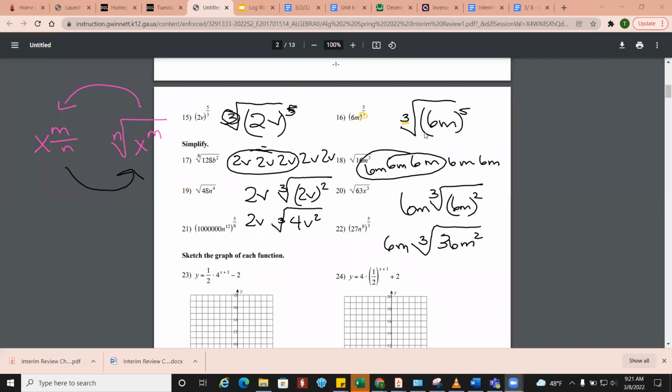Questions on this one? Which one, on the 15? On this one? It's on this little bracket on the inside, 36. 6 squared is 36. I was like, what 3?